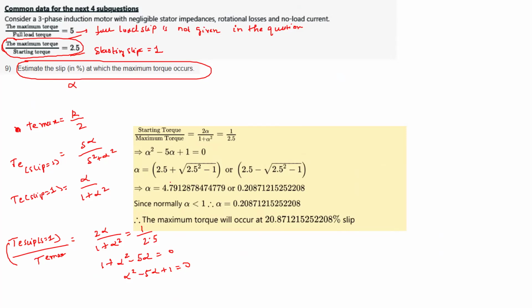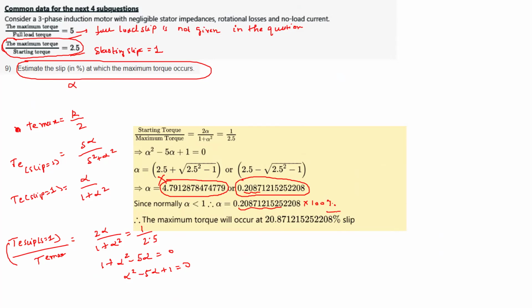Solving for alpha, you get one value as 4.7912 and another value as 0.208. As I said, alpha has to be less than 1, but 4.7912 is not less than 1, so we have to neglect this value. So 0.208 is the right value. This is the slip at which maximum torque occurs, and multiplying by 100% will give you the slip in percentage.